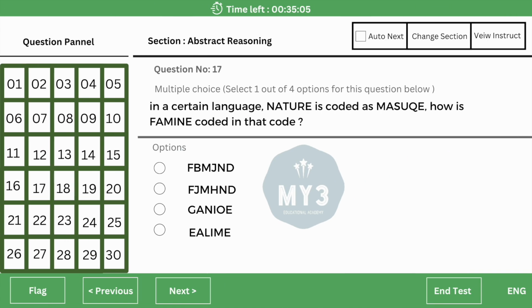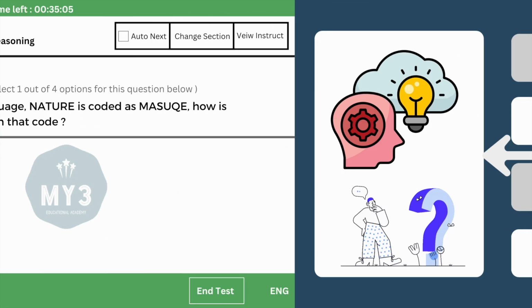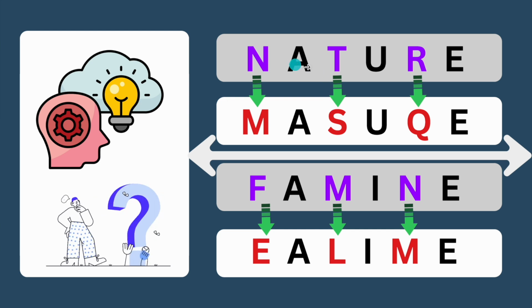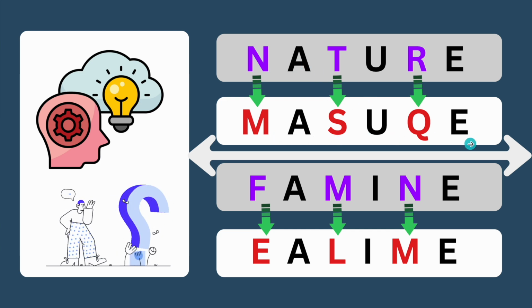Let's look at one more question on abstract reasoning. Question from the topic of coding and decoding. In a certain language, nature is coded as this. Then how is feminine coded in that? You can just observe the logic available in the coding. This is the reference they have given. If you observe this, nature is coded as MASUQE.